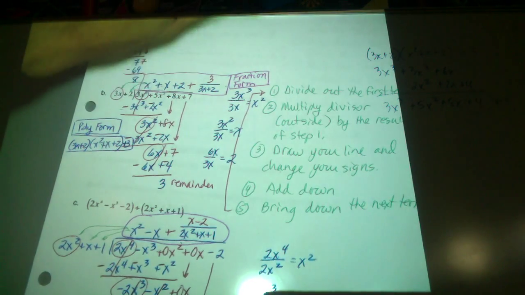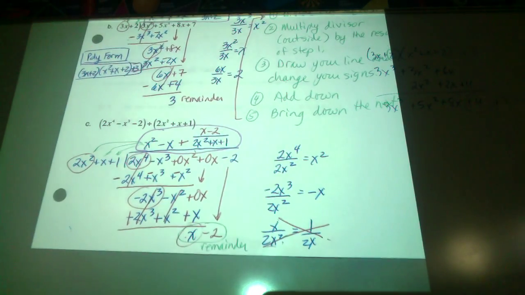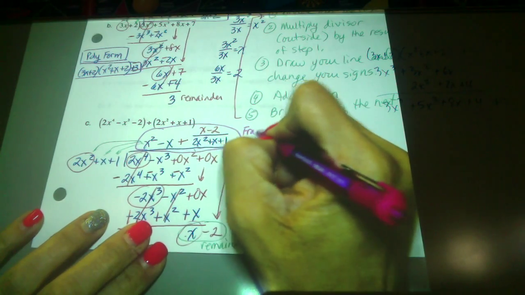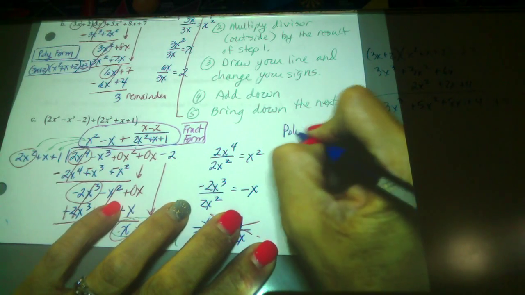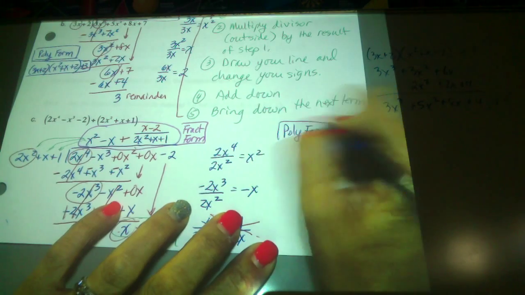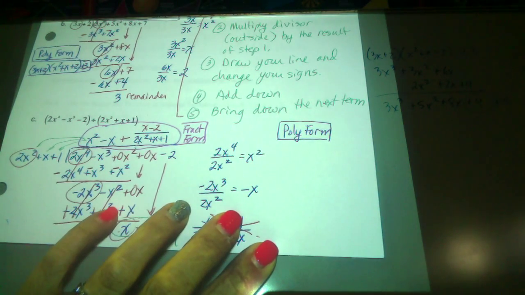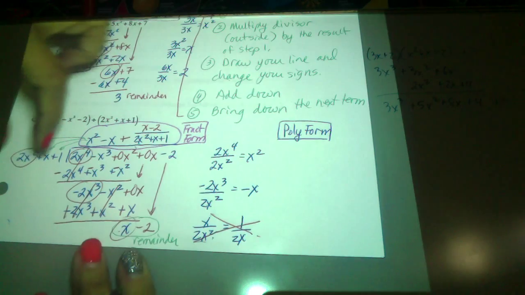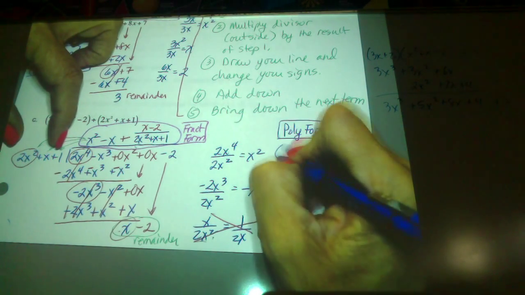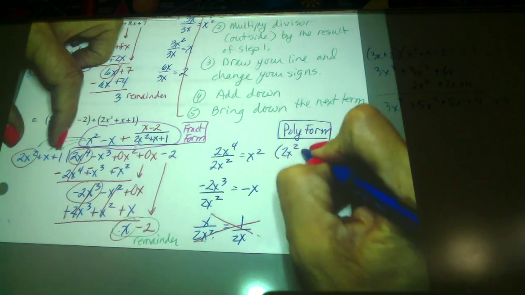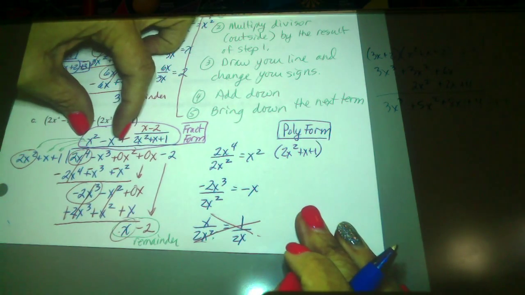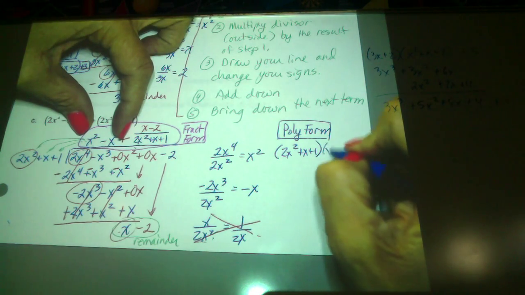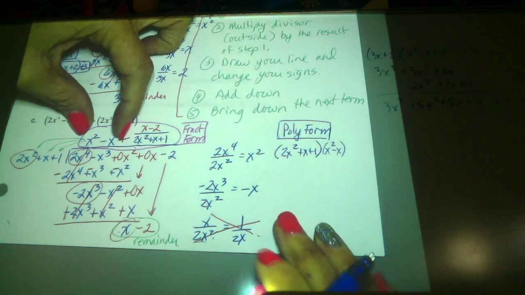Okay, so then look at part C. So this answer here that we got was our fraction form. So what's your polynomial form going to be? What's your polyform going to be? So take what you divided by, 2x squared plus x plus 1. Multiply it to the non-fraction portion of your answer. So you've got x squared minus x. But then you have to adjust for that remainder.